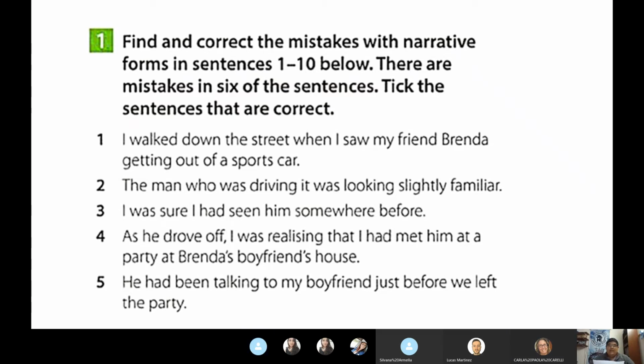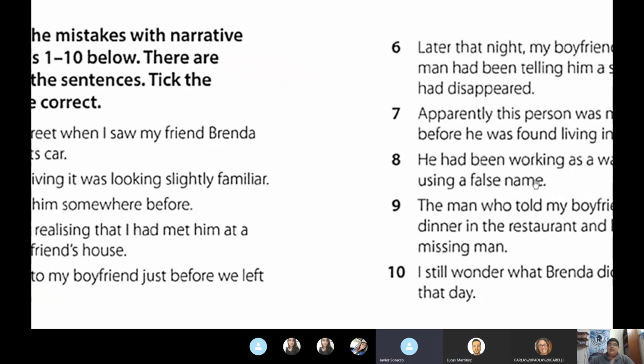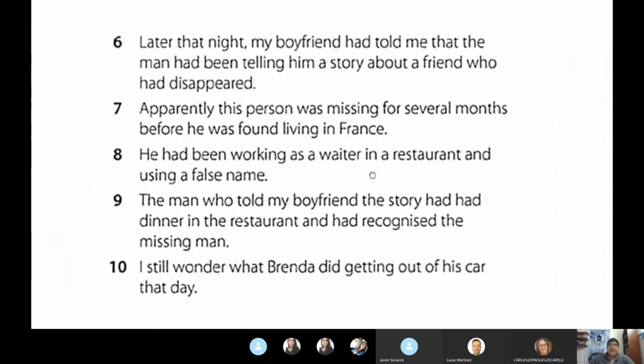Then he had been talking to my boyfriend just before we left the party. There is no mistake there. There's no mistake here, yes. There's no mistake in this sentence. Let's see the next one.